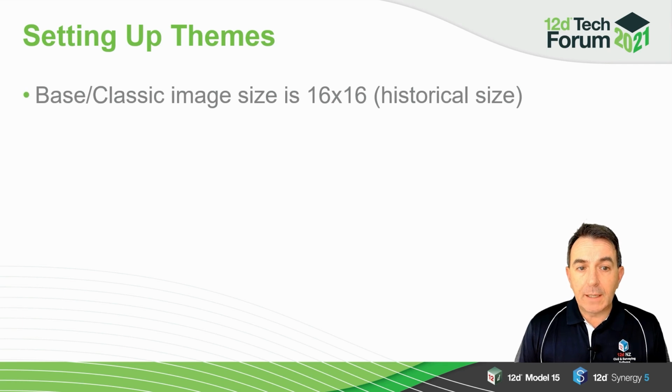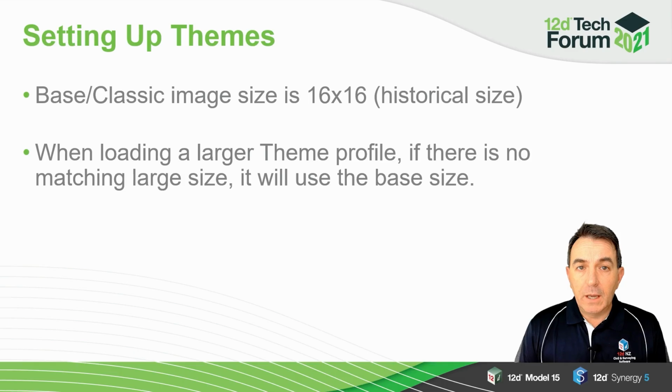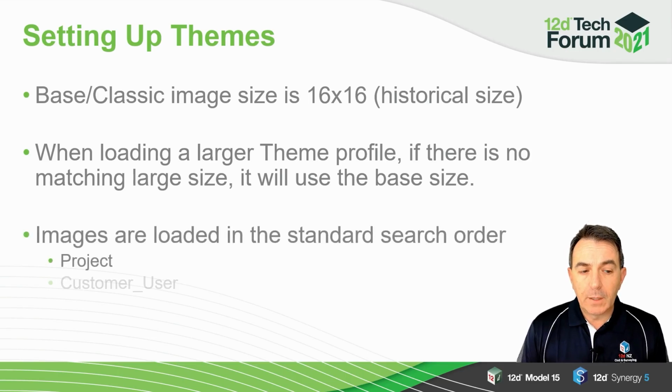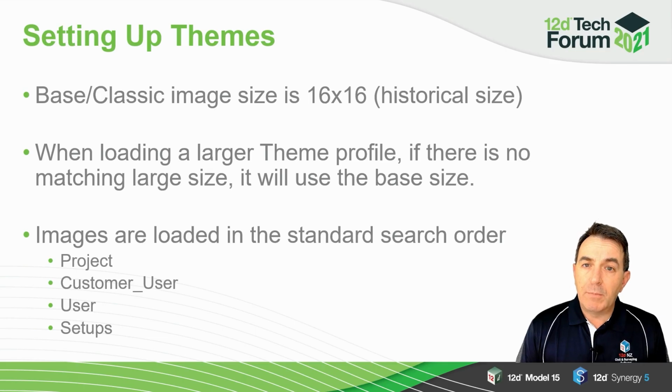So base classic image size is 16 by 16. That's the historical size. If you load a larger theme profile, if there's no larger or matching theme icon for that size, it will just load from the base size and upscale it to suit. And the images are loaded in the standard search order, so first the project, the customer user, the user, and the setups. So you can have multiple size folders in all of these locations, and 12D will read from any or all of them, whichever is applicable.